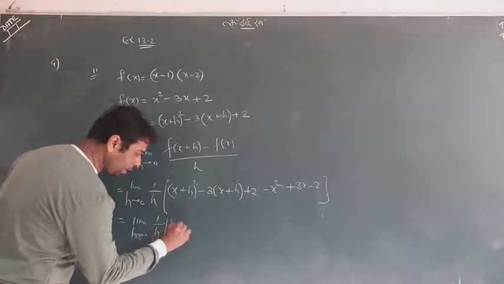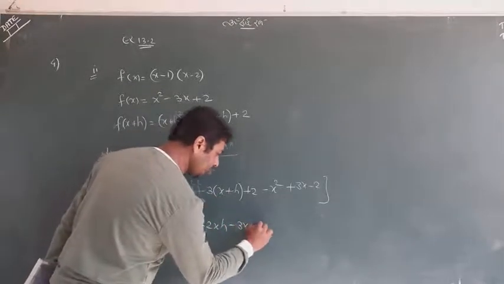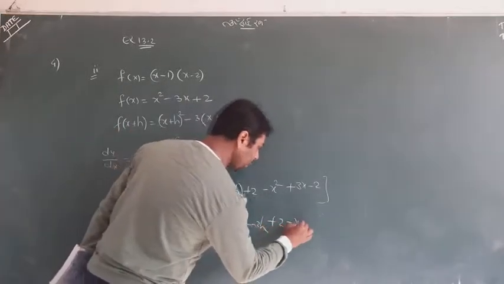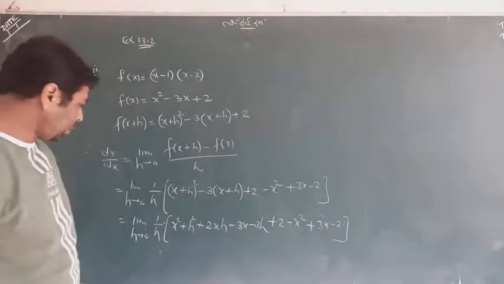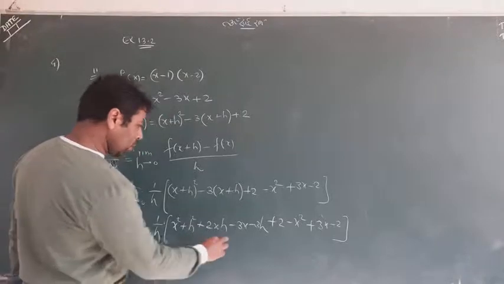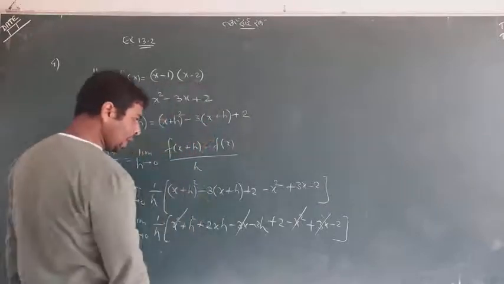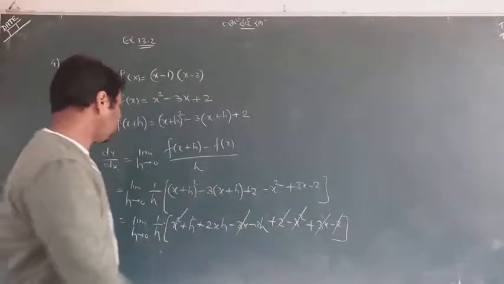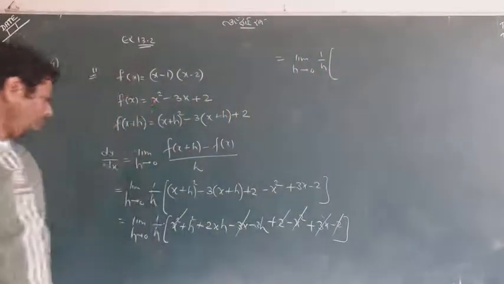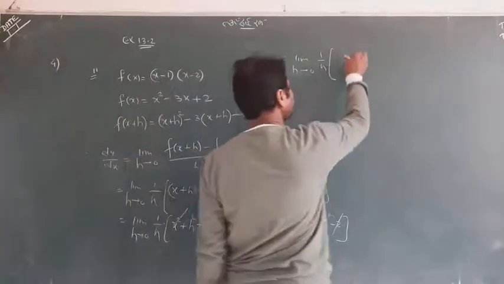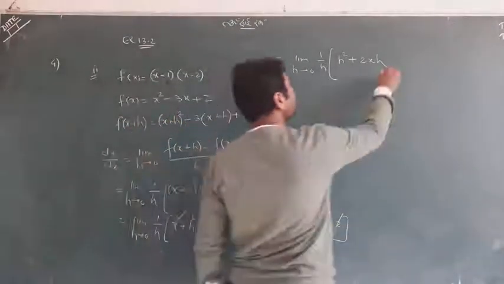Just open it: a squared plus b squared plus 2ab, minus 3x minus 3h plus 2, minus x squared plus 3x minus 2. Now apply all possible cancellation. Plus 3x and minus 3x cancel, plus x squared and minus x squared cancel, and 2 and 2 cancel. The rest of the terms I am going to write here: 1 by h, and this is x squared, 2xh, and minus 3h are remaining.